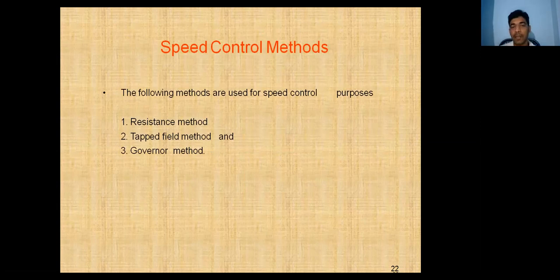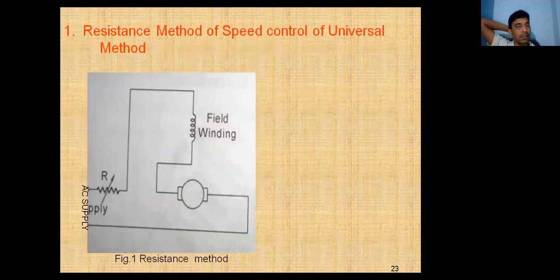So the following methods are used for speed control purpose: the resistance method, tapped field method, and governor method. Three methods. So the resistance method of speed control of universal motor. Here we can use a variable resistance in series with the field and armature.